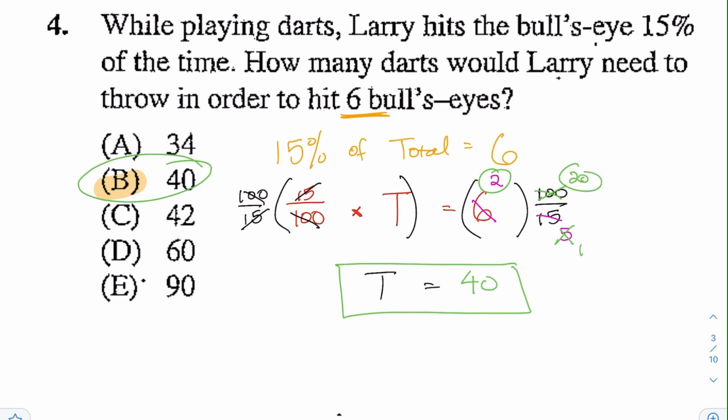Now we can check our work by multiplying 15% of 40. So if he throws 40 darts at the board, 15% of them will hit the bullseye. So that will be 15 over 100 times 40. And here you can cross cancel as always. The 0 cancels out there. 4 and 10 cancel for 2 and 5. And then 5 and 15 cancel to 3 and 1. And 3 times 2 is 6. So it would be 6 bullseyes. So that means that everything is correct. So the answer is choice B.